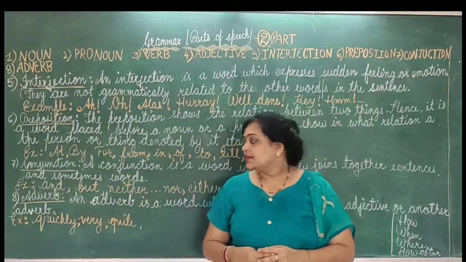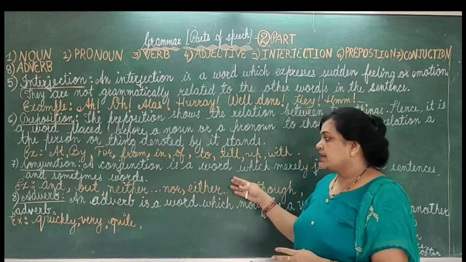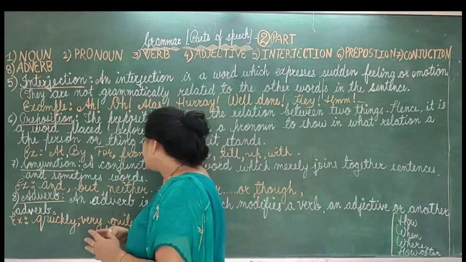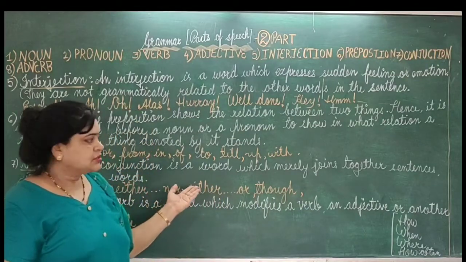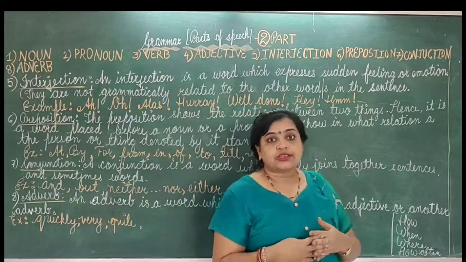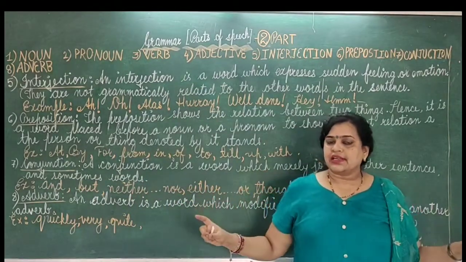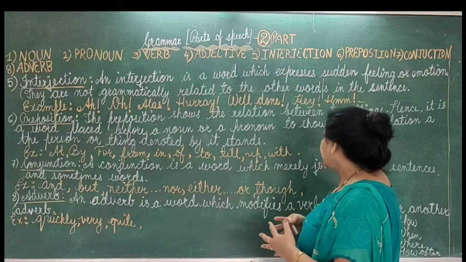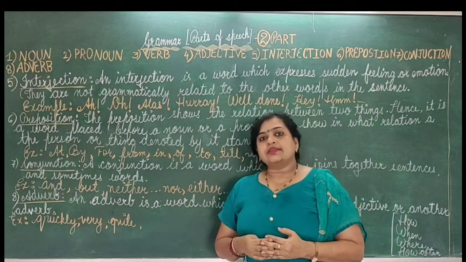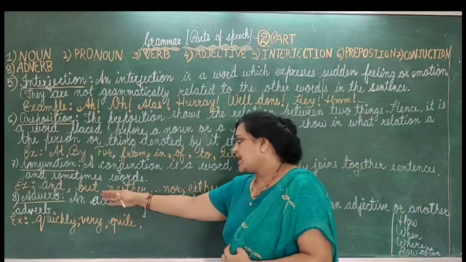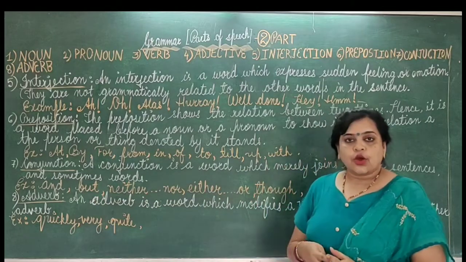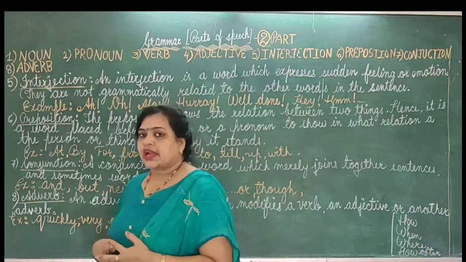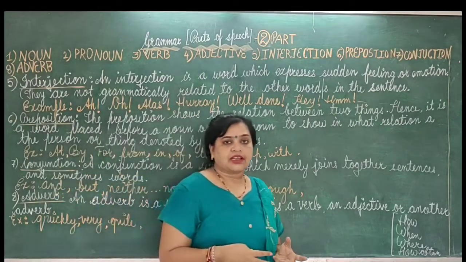Now let's see the seventh number and today's third number, conjunction. That is yet another part of speech. Conjunction joins two or more words or sentences, sometimes to make the sentence sensible and proper. A conjunction is a word which merely joins together sentences and sometimes words, like and, but, neither nor, though, although, either or. It joins different kinds of sentences, sometimes similar kinds of sentences also.